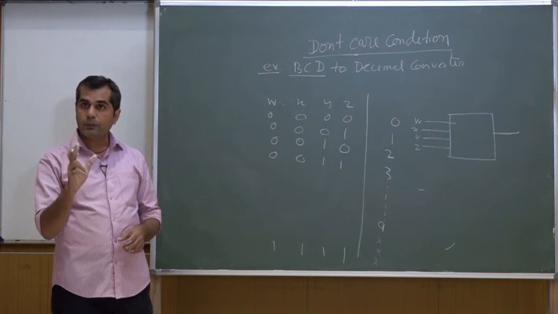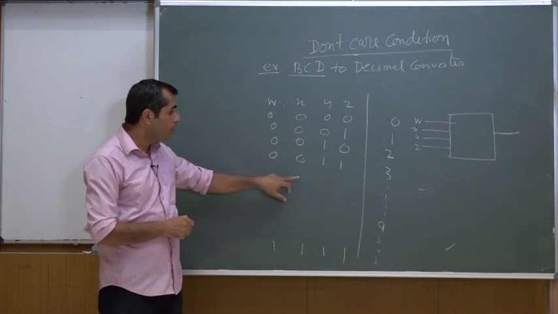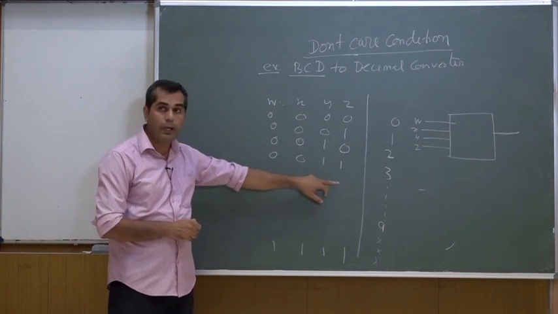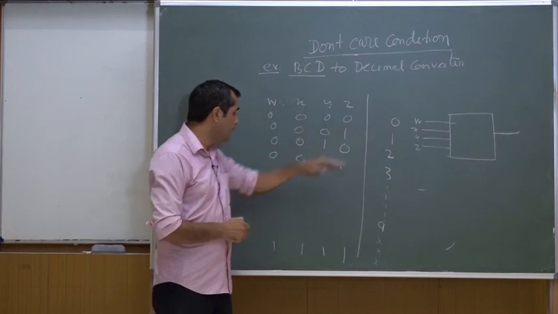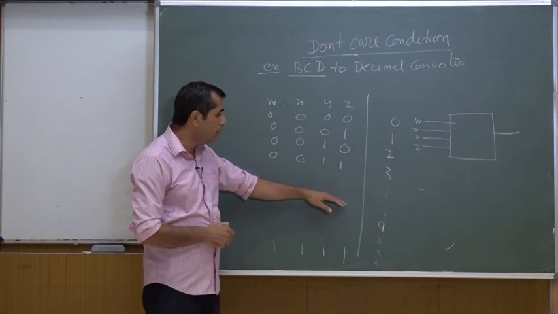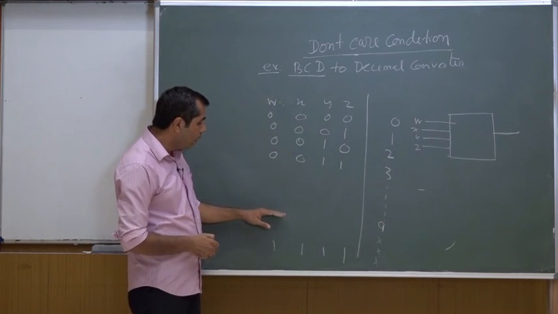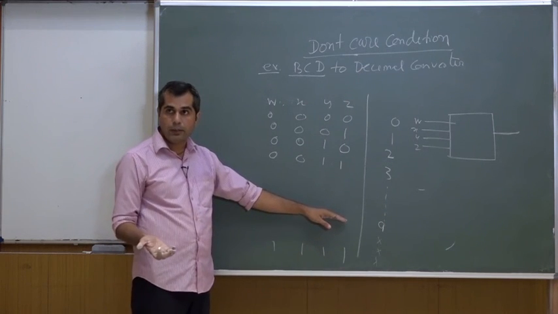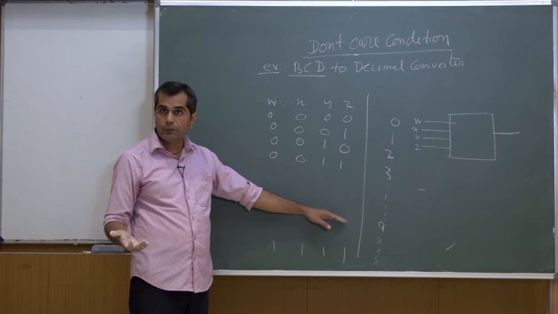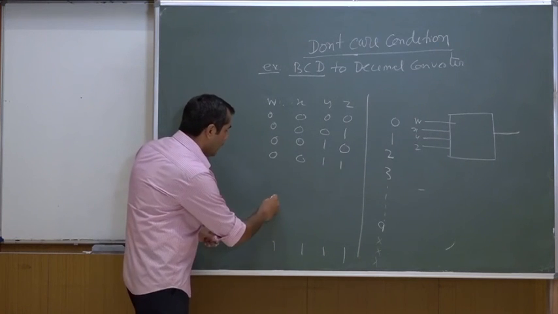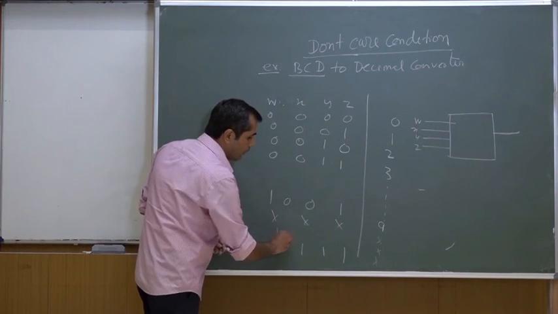Those 10 possible outputs are for 10 possible inputs, starting from 0, 0, 0, 0 to 1, 0, 0, 1. Starting from 0, 0, 0, 0 will refer to 0, and similarly 1, 0, 0, 1 will refer to 9. There is no need of other terms like 1, 0, 1, 0, because we do not need the output 10. Similarly, we do not need output 11, 12, 13, 14 or 15. So after 1, 0, 0, 1, the input combinations are actually not required.